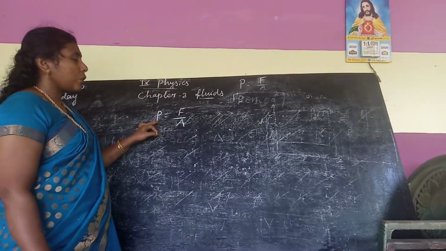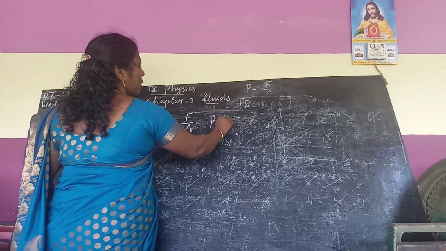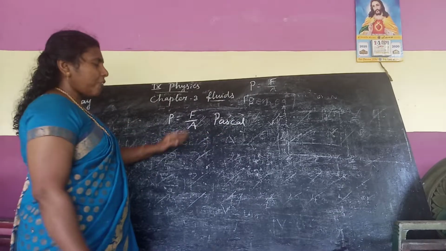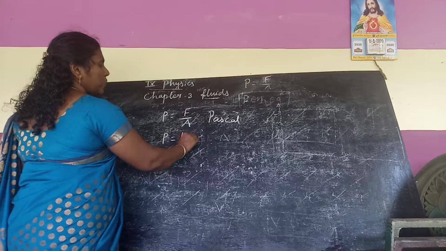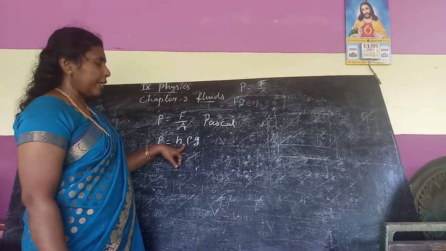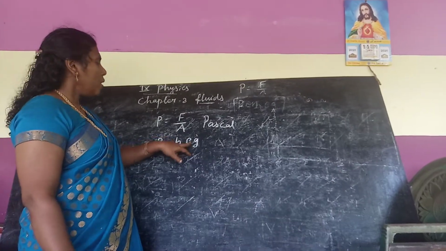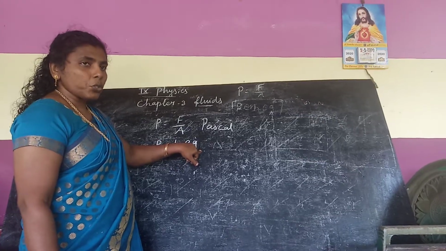What is the unit of pressure? Pascal is the unit of pressure. There is another formula you have learned for pressure: P equals h rho g. What is h? Height of a liquid. What is rho? Density of a liquid. G is the acceleration due to gravity.